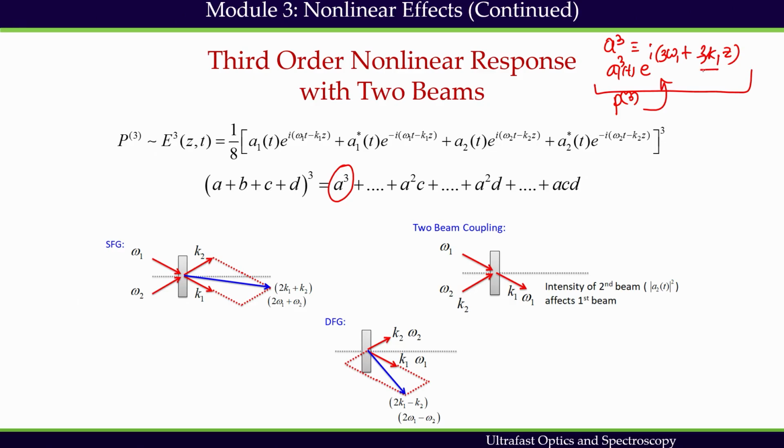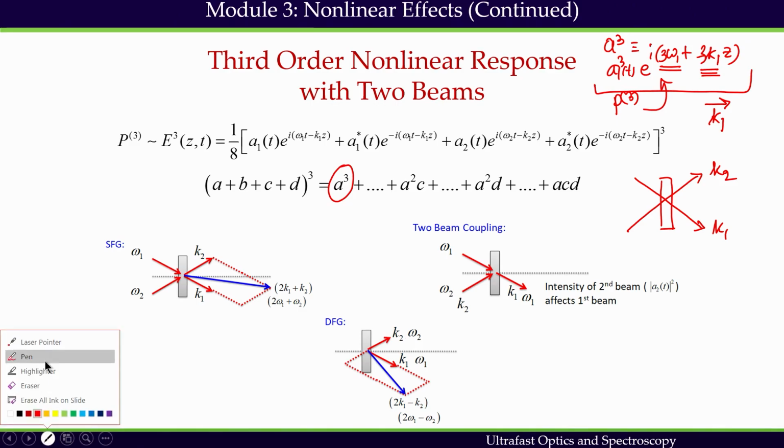So 3k1 suggests that I am still following the k1 direction, and 3 omega 1 suggests that the new frequency which will be generated is at 3 omega 1. So what does it mean? It means that when I have a non-collinear configuration, with two beams going this way, each in its own direction, this is your k1 direction and this is your k2 direction, this c cube term will produce third harmonics along the same direction.